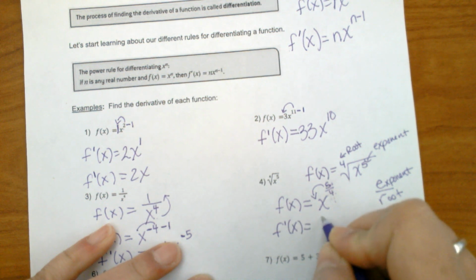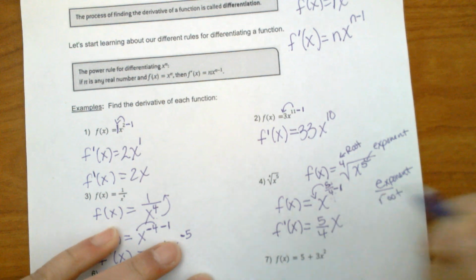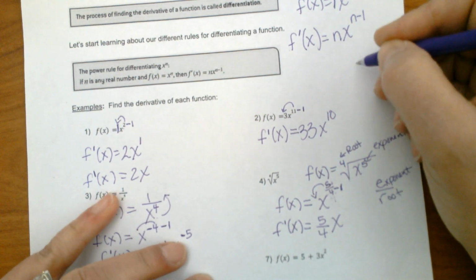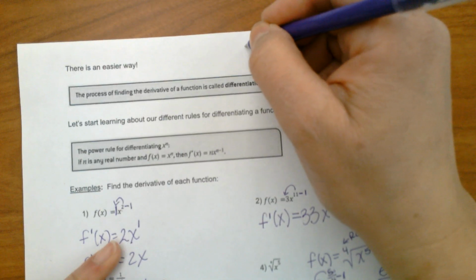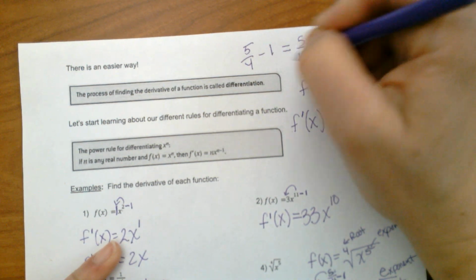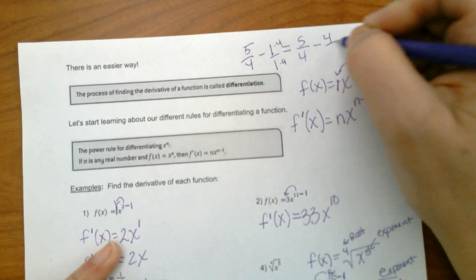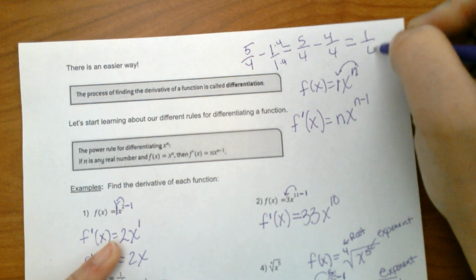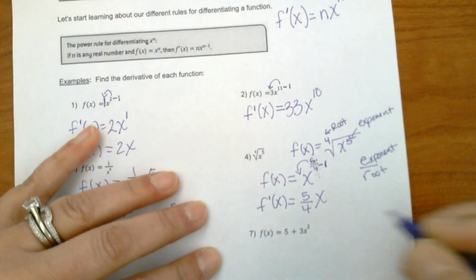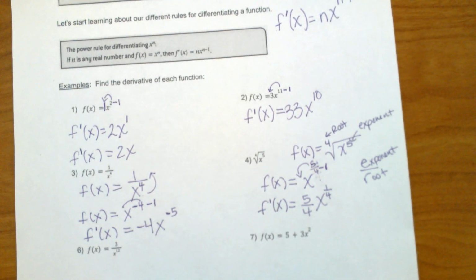So f prime of x equals 5/4 x, and then we're going to subtract 1. Minusing 1, if you want to do a little work up here, 5/4 minus 1, we need a common denominator, times 4 times 4, so minus 4 over 4, and that gives us 1/4. And so this is going to be 1/4, and that's it. You can leave it like that.